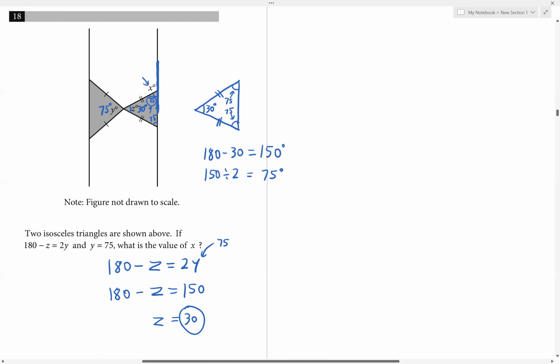So if we know one of them is 75, we can solve for the other one by subtracting from 180. Our last step is 180 minus 75. Whatever is left, that should be the other angle, which is 105. So 105 will be the measure for x. That will be our final answer for this question.